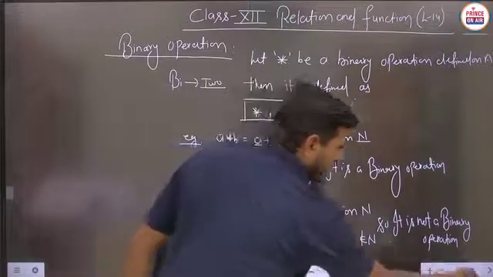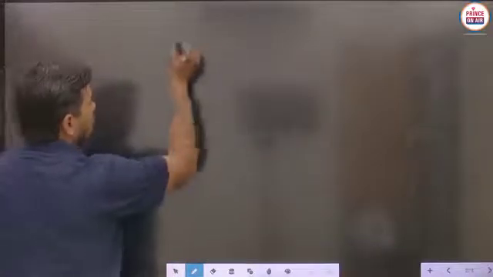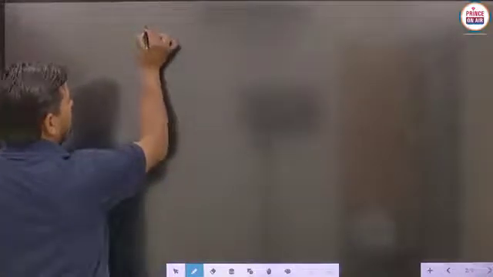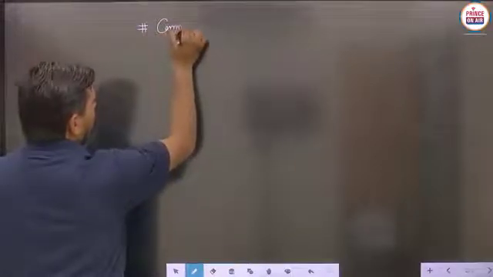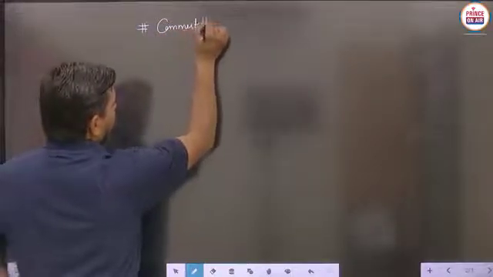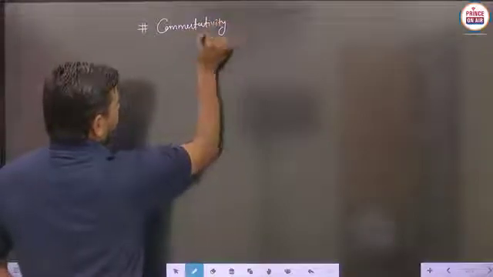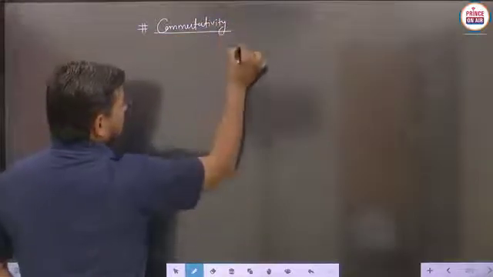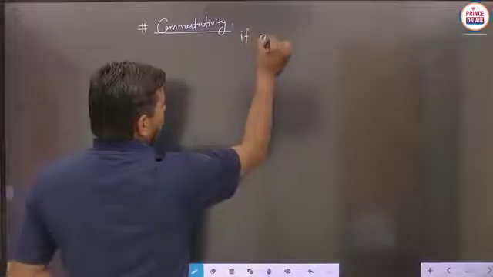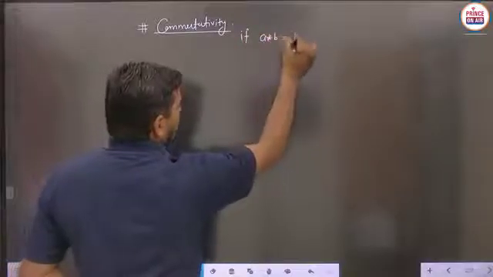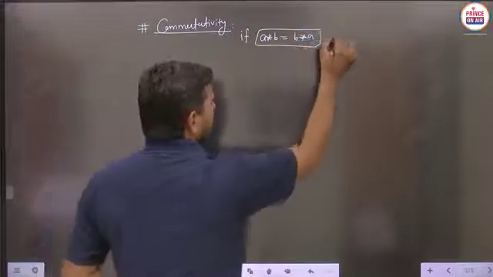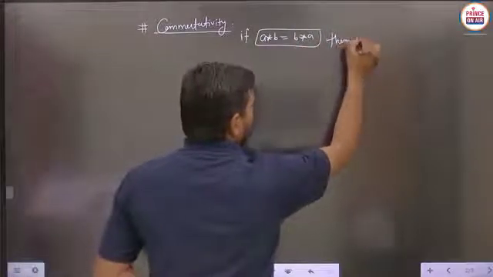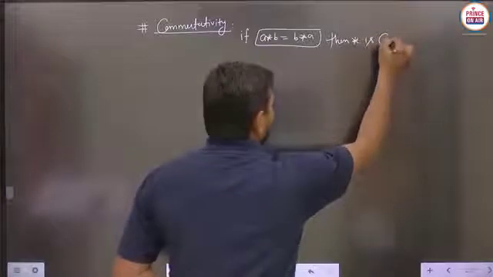And the next part is what? The basic part of binary operations: we have to check commutativity, the commutative property of the binary operation. Any binary operation star is said to be commutative if A star B equals B star A. Then star is commutative.